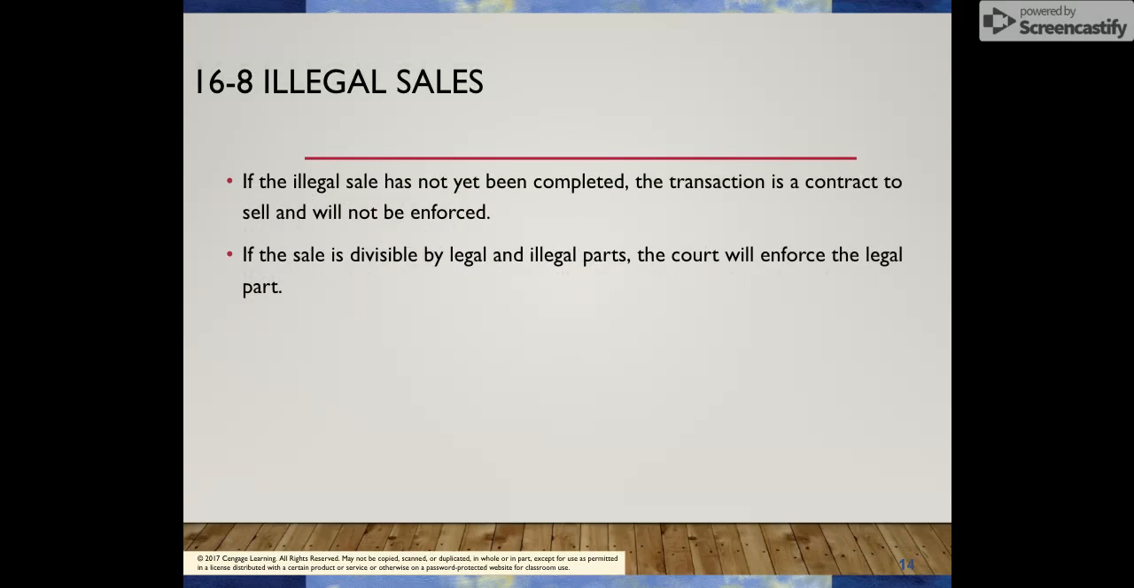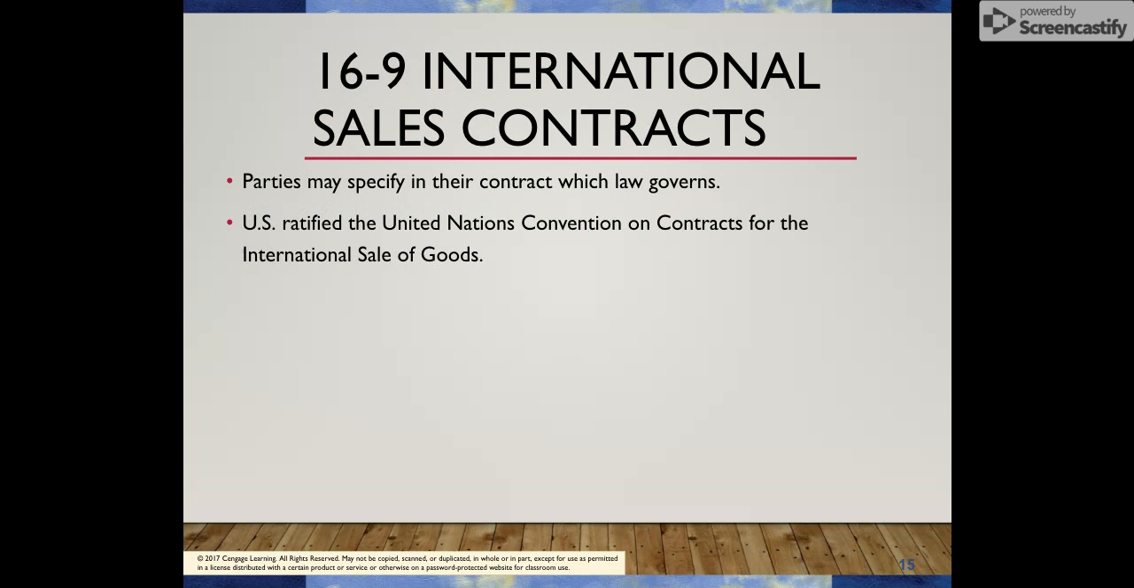If the illegal sale has not yet been completed, then the transaction is a contract to sell and it will not be enforced. If the court hears about it before it's actually become a transaction, it'll be dissolved. If the sale is divisible into legal and illegal parts, the court will enforce the legal part, but not the illegal aspect.